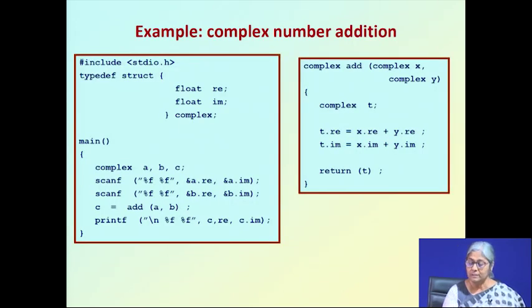Now, if we do the complex number addition, we have already seen how a complex number is defined, and these A, B, C are three structures we have defined of complex data type. So, A dot real, A dot imaginary, B dot real, B dot imaginary, and C. Already we have seen this function, where we added A and B and kept the result in C. It returns the sum.